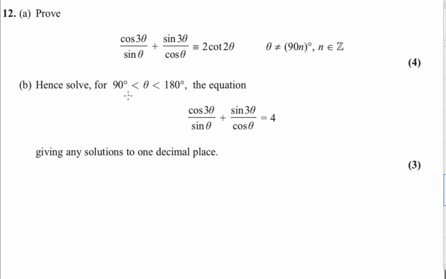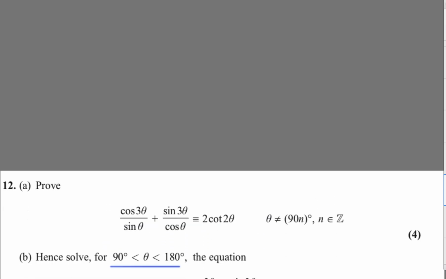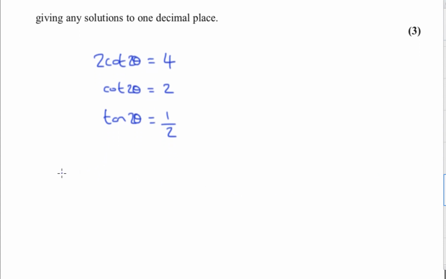Okay, part B then says for the range 90 to 180, solve the function that they gave earlier equal to 4. Obviously, we're not going to solve the way they've given it. We're going to solve 2 cot 2 theta is equal to 4, or cot 2 theta is equal to 2, or even better, tan 2 theta is equal to a half. So if tan 2 theta is equal to a half, then 2 theta is equal to the inverse tan of a half.